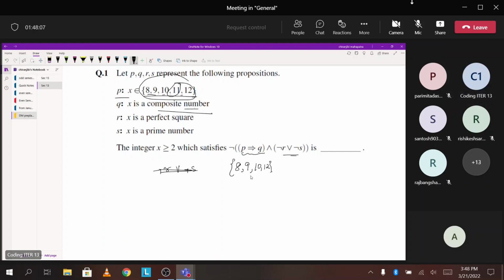Okay, now consider this one, negation of R. That means x is a number such that x is a perfect square. So among these, which one is the perfect square? Only one is the perfect square, that is 9. So negation of R will consist of all the numbers except 9, that is 8, 10, 11 and 12. Okay, fine.